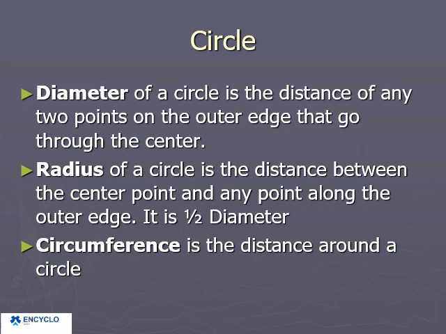A circle is defined by its center point and radius, the distance from the center to any point on the edge. The diameter spans the circle through the center and equals twice the radius. The circumference is the distance around the circle.